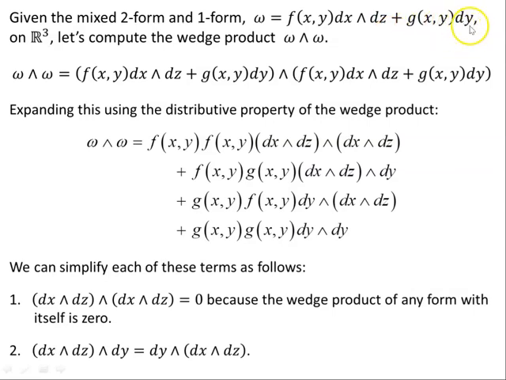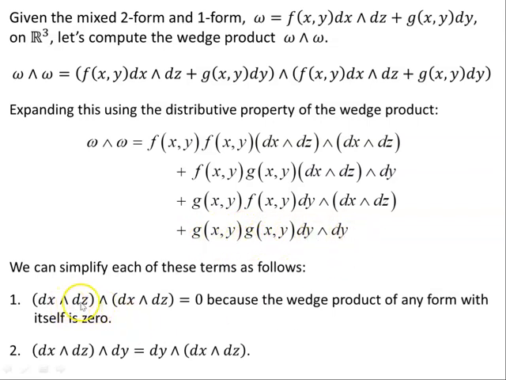All right, given the mixed two form and one form, so omega is f dx wedge dz plus g(x, y) dy, on R3, let's compute the wedge product, omega wedge omega. Well, here we go, a little bit of calculation in these parts, just to show a couple of things. Omega wedge omega, writing that out like that. Expanding this using the distributive property of the wedge product, we get this. So this one times that one, we get f times f, dx wedge dz wedge dx wedge dz. I'm putting this underneath, you'll see why in a moment, plus f times g, dx wedge dz wedge dy, g times f, dy wedge dx wedge dz, g times g, dy wedge dy.